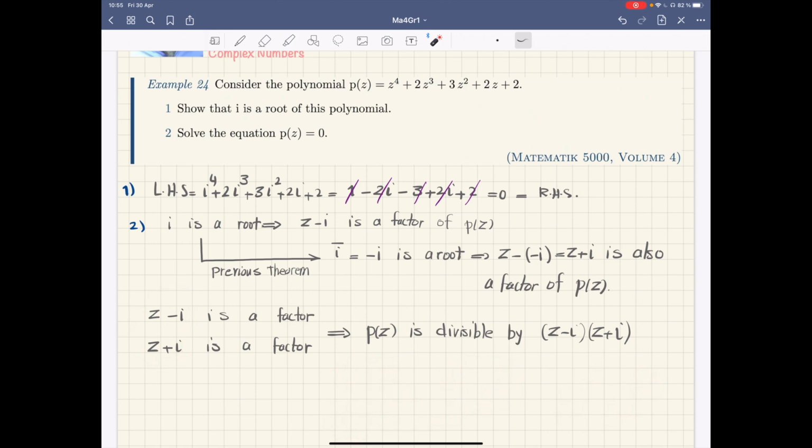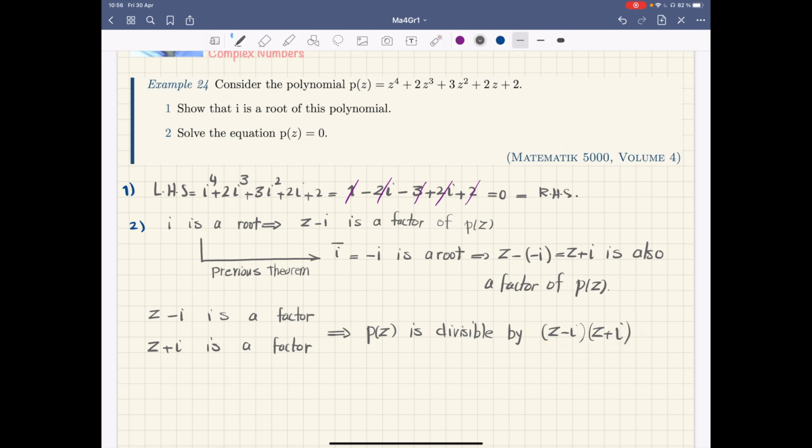Z minus I is the only factor of itself. If I ask you what are the factors of Z minus I, you would say plus or minus 1, and Z minus I itself, or any plus or minus 1 of this one. So the same thing for Z plus I. So this is a crucial point. If a polynomial is divisible by 2 other polynomials, and these two polynomials don't have any factor in common, you can immediately conclude that the polynomial is divisible by the product.